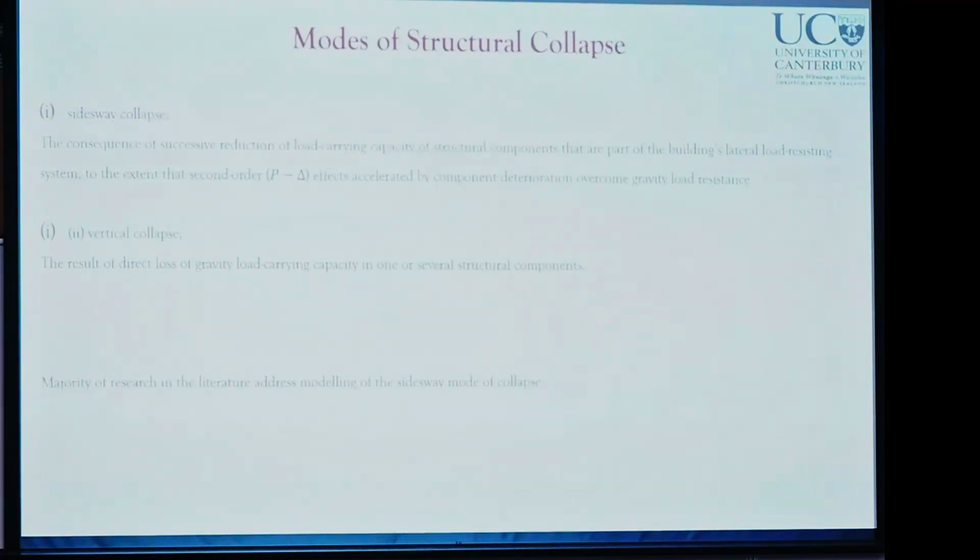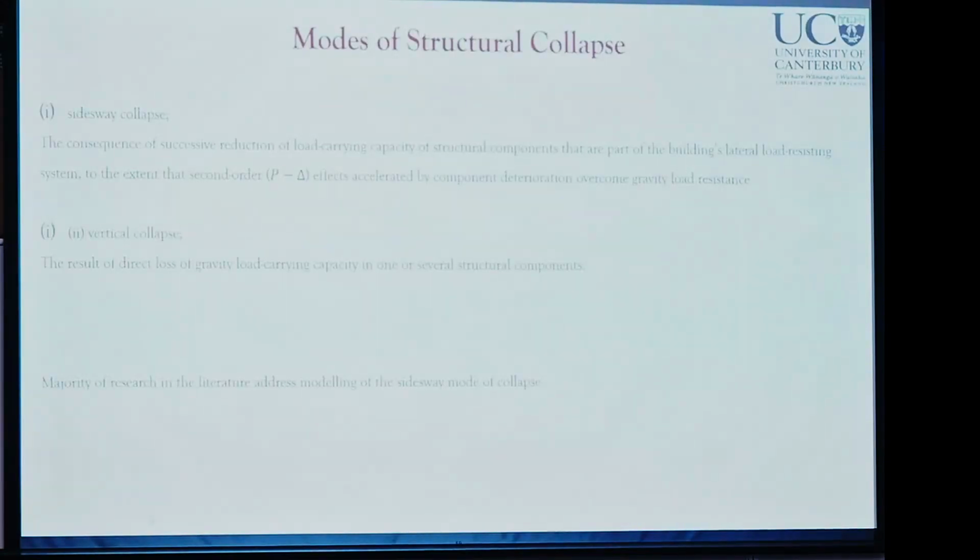interstory drifts. The second mode of collapse is the result of direct loss of gravity load carrying capacity in one or several structural components. It doesn't necessarily happen at large interstory drifts, and it mostly happens in non-ductile buildings. But in some cases, as I'm going to show, it may also happen in more ductile detailed buildings.